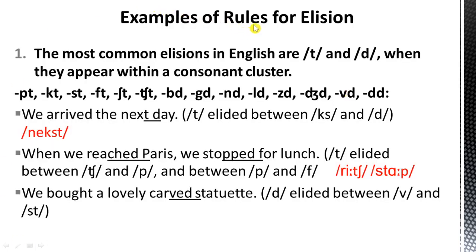More examples of the rule of elision can be mentioned here. The most common elisions in English are t and d when they appear within a consonant cluster, like those provided below. For example, "we arrived the next day." Here the t sound is elided between the k and s sounds and the d sound. Therefore, it is no longer a t sound here.